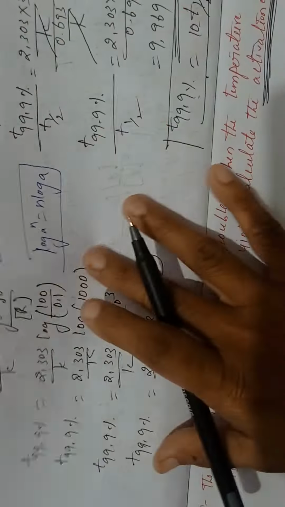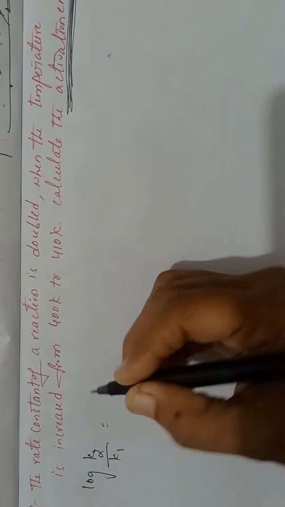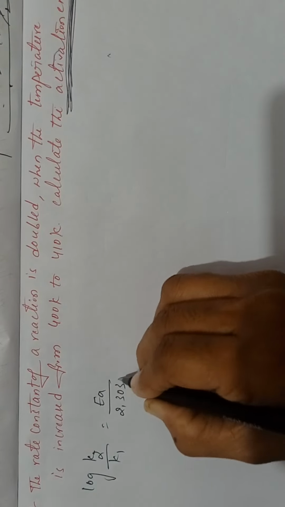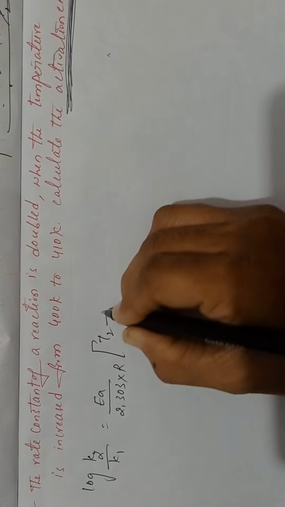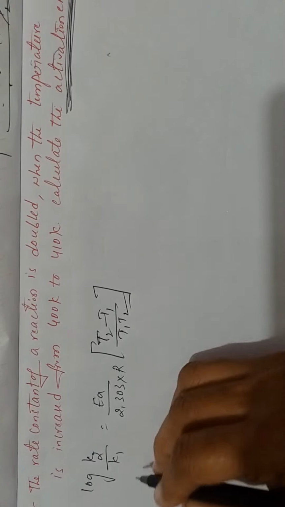Understanding, students? See here, what is the formula? Log of K2 by K1 is equal to Ea by 2.303 into R into (T2 minus T1) by T1 T2. So this is the formula, students.